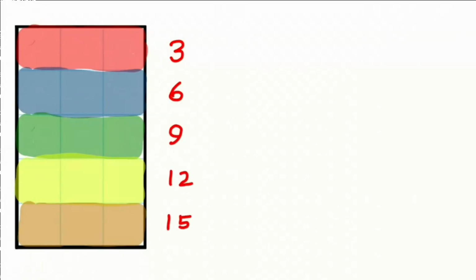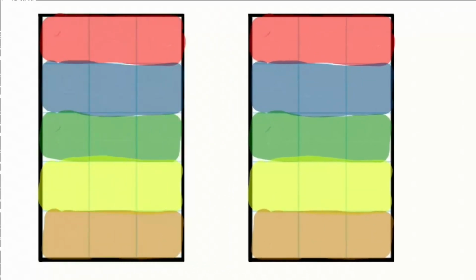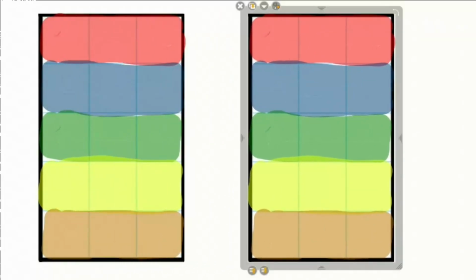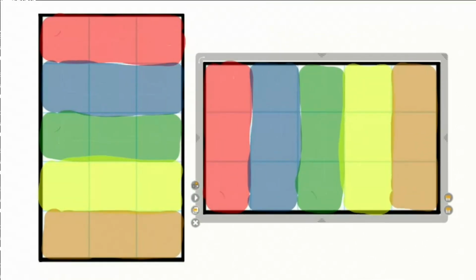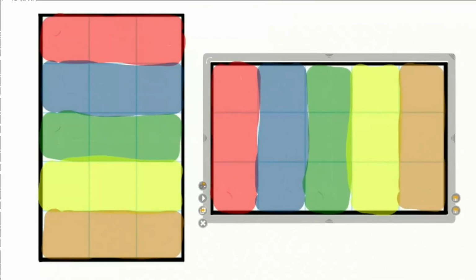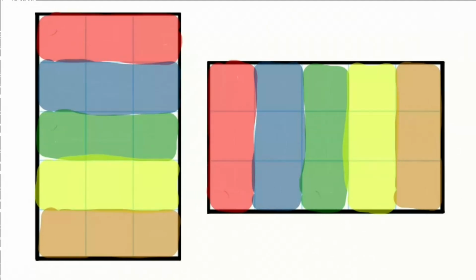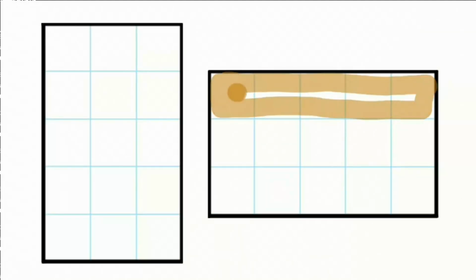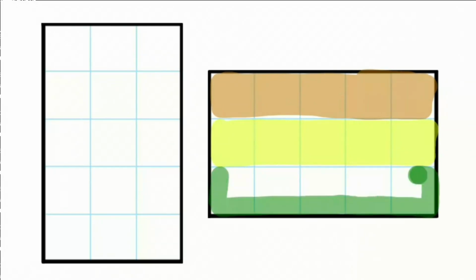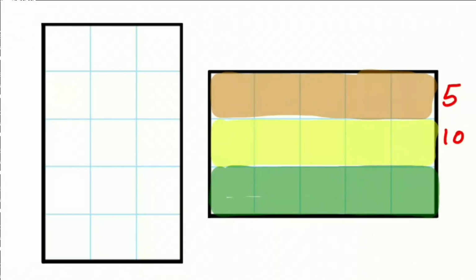Could we count up the squares of the rectangle in a different way? So let's take the rectangle, copy it, and now we're going to spin it around. And now look at the rectangle on the right. And again, we're going to count by rows. First row, 5. Second row, 5. Third row is 5 as well. So counting them up, 5, 10, 15. Same number of squares, although we counted them completely differently.